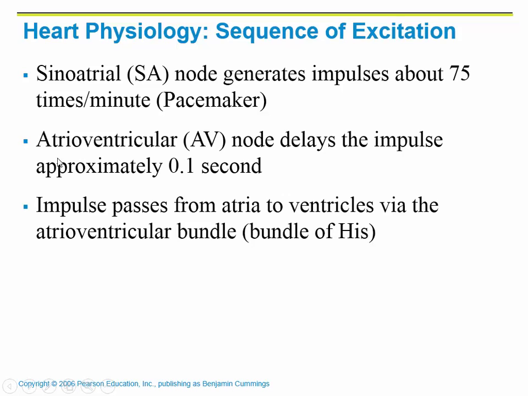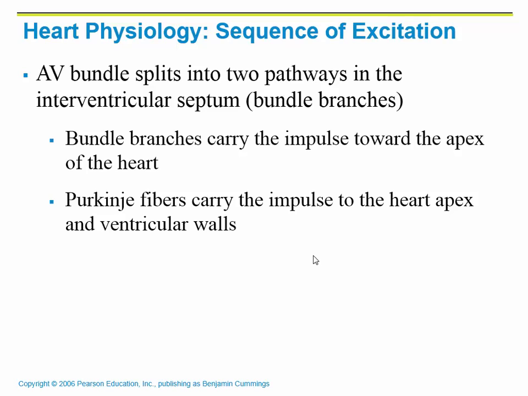Then the message is going to go to something called the AV node. And the AV node is going to get that message down into the ventricles, because we're starting in the atria and we have to get the message down to the ventricles. Then we're going to go into something called the atrioventricular bundle, and that is also called the bundle of His. And there are going to be some pictures to make this a little clearer in a moment.